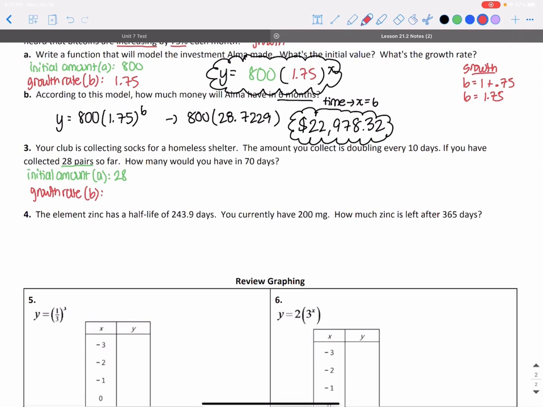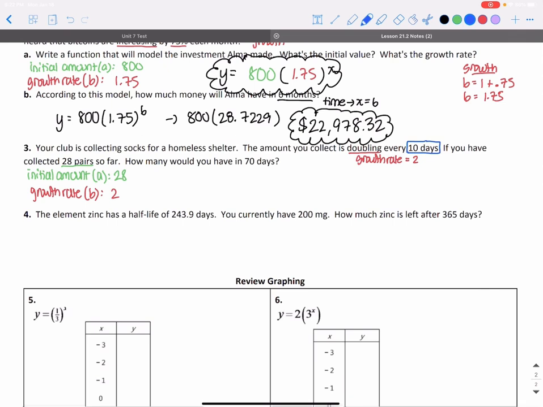This is so hard. The growth rate, which is B, I know I am doubling. If I see the word doubling, I know the growth rate is equal to 2. So B is 2. But I have one more thing to keep in mind. It's doubling, not every 1 day. So it's not every 1 unit, but it's every 10 units. So it's every 10 days.